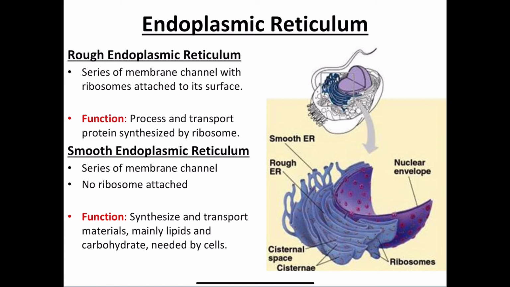Okay. So mereka handle molekul yang berbeza. Okay, mereka handle molekul yang berbeza. Kalau smooth ER, dia synthesize and transport lipid and carbohydrate. Kalau rough ER tadi, dia process and transport protein yang produced by ribosome.